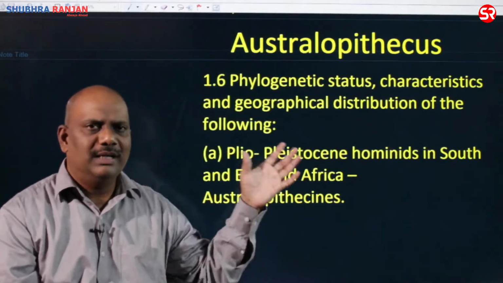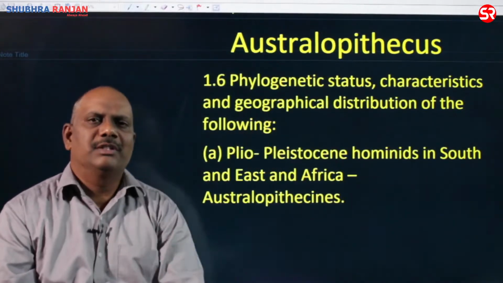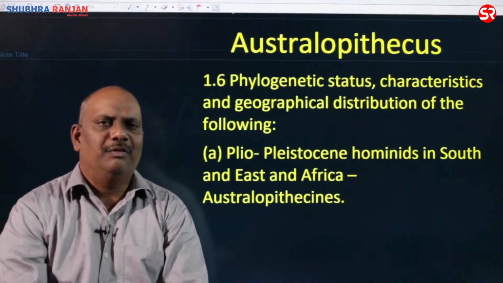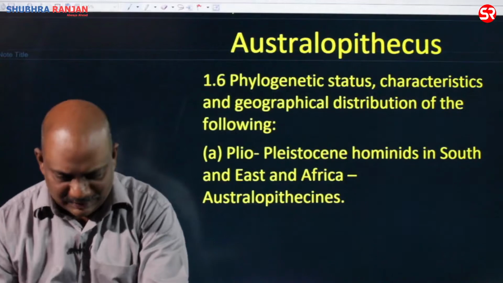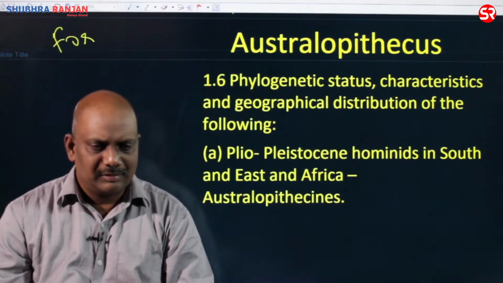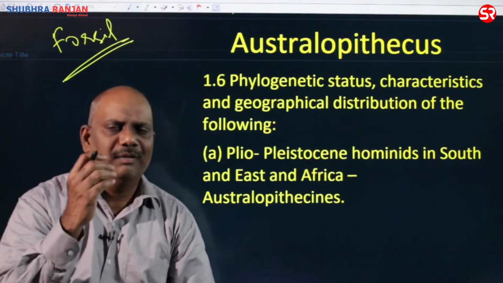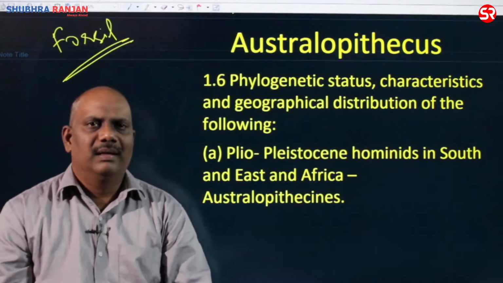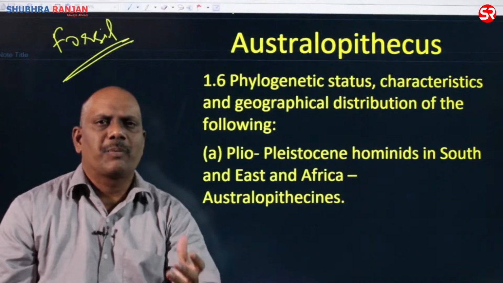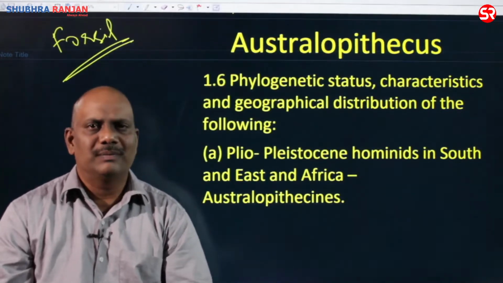First, let me explain the content in the syllabus. Phylogenetic status means, see, our anthropologists have discovered one fossil. I will explain what you mean by a fossil. And this fossil, suppose it is 2 or 3 lakh years old.